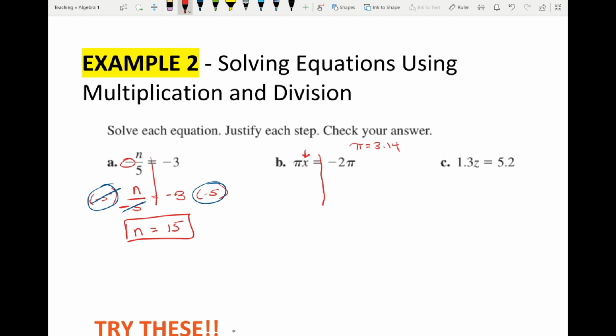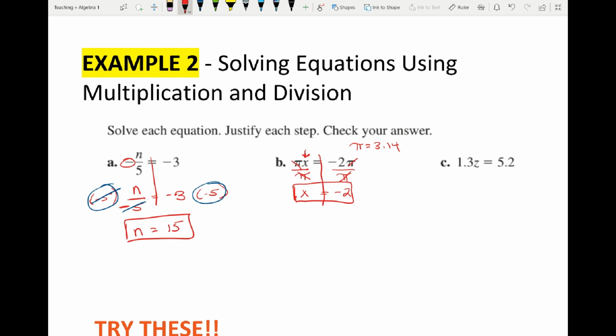So if I wanted to get x by itself, right now, if there's a number and a variable right next to each other, that means multiplication. So what I'm going to do is I'm just going to divide by pi. And I get left with x by itself over here. And once again, pi divided by pi is just 1. And I'm just left with negative 2. So once again, it's just like canceling out a number.